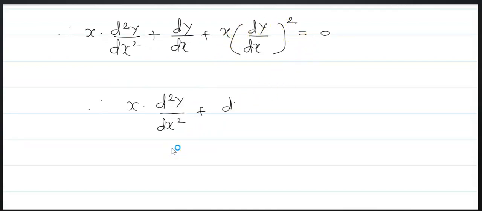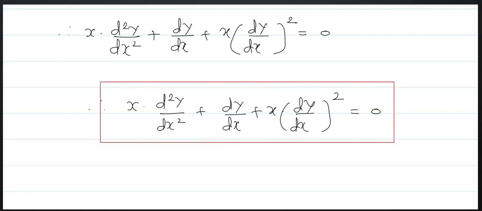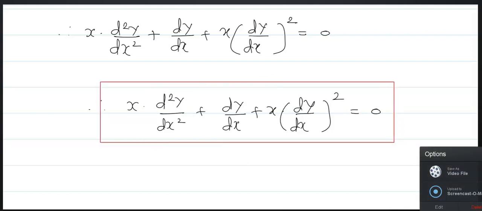Now simplify it: x into d2y/dx square plus dy/dx plus x into (dy/dx) whole square. And then take the common, which I have not done. I have written the answer in the form of dy/dx. You can write it. Now see this answer here.